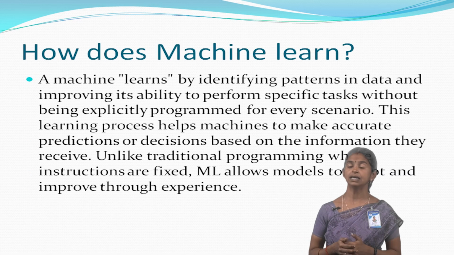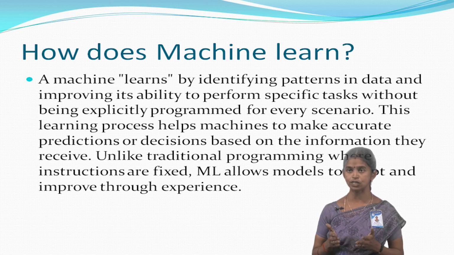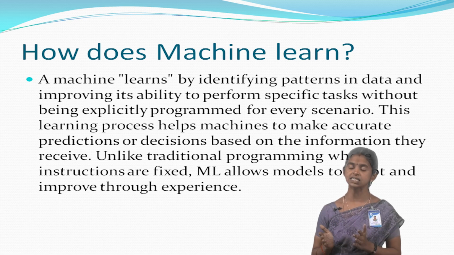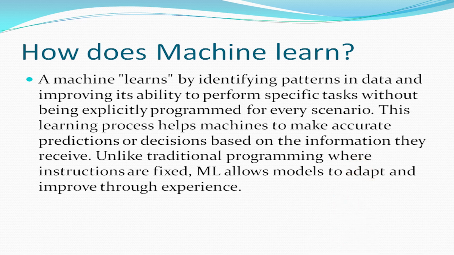How does a machine learn? A machine learns by identifying patterns in data and improving its ability to perform specified tasks without being explicitly programmed for every scenario. This learning process helps machines make accurate predictions or decisions based on the information they receive. Unlike traditional programming, where instructions are fixed, ML allows models to adapt and improve through experience.